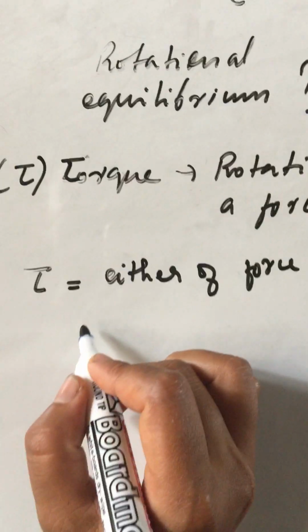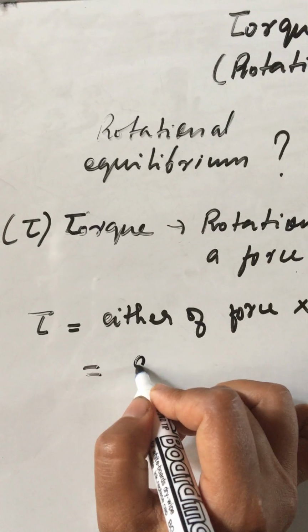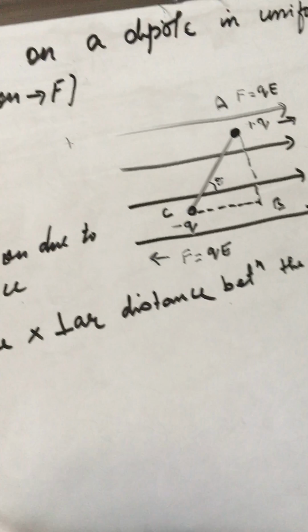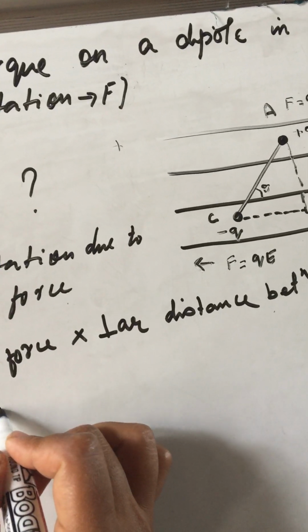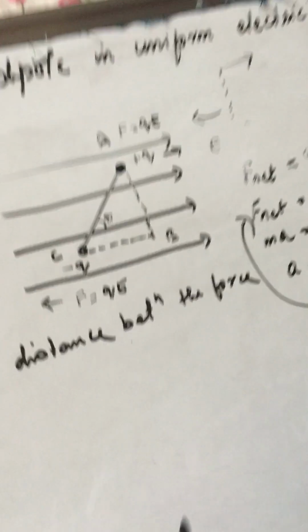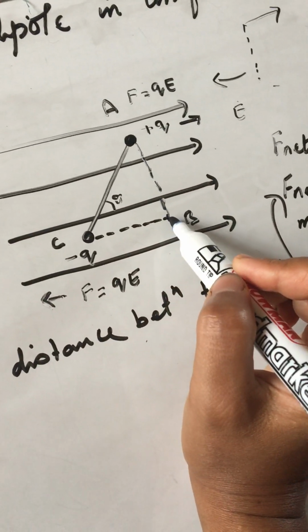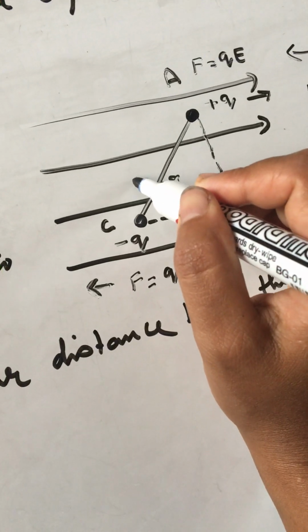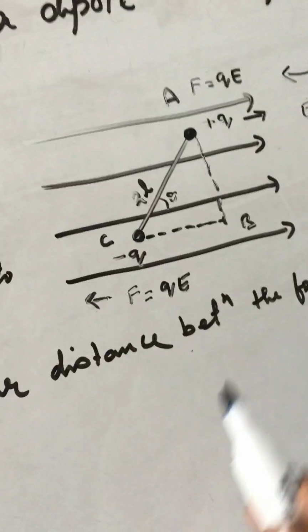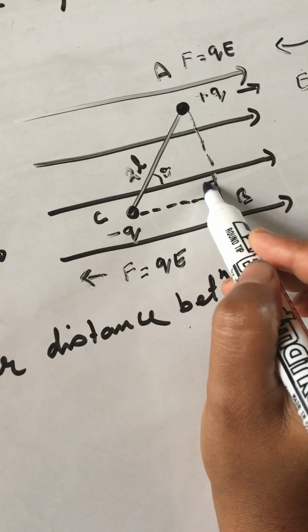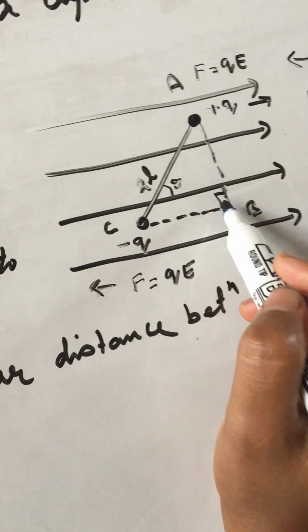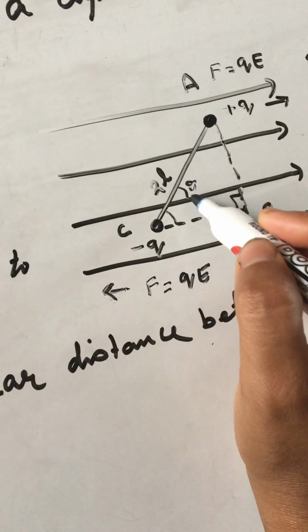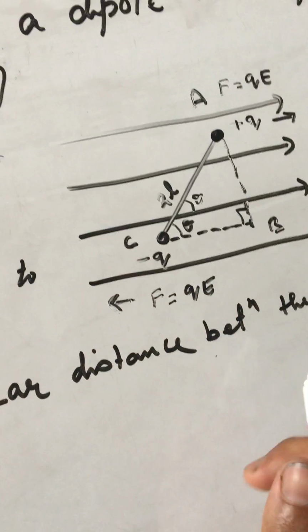What is either of the forces? The magnitude of either force is QE, and the perpendicular distance in this case is AB. Now can I represent AB in terms of something? This is a dipole. What is the total length of the dipole? The total length of the dipole is 2L. This is perpendicular, 90 degrees, so this is the hypotenuse. If this angle is theta, this angle is also theta.